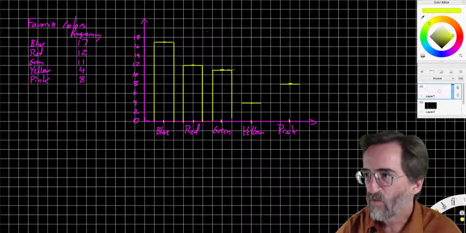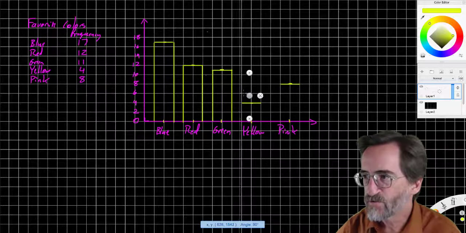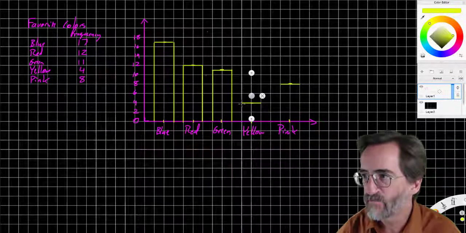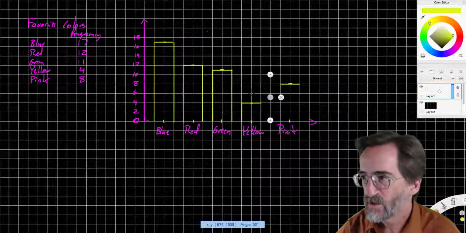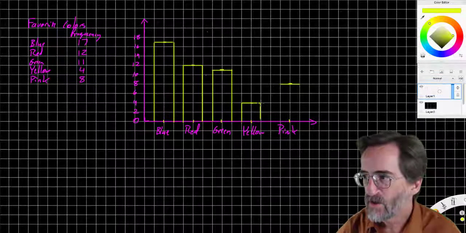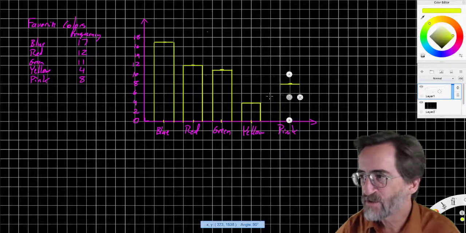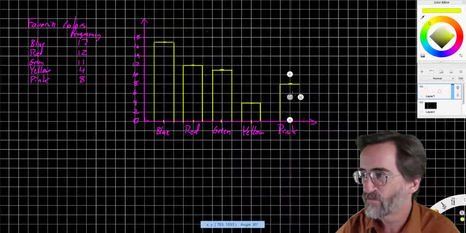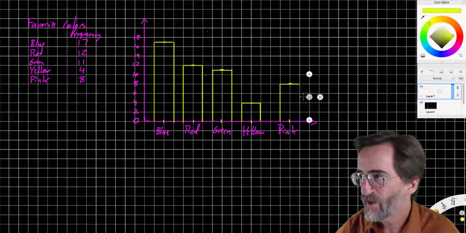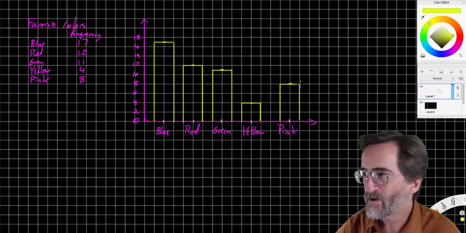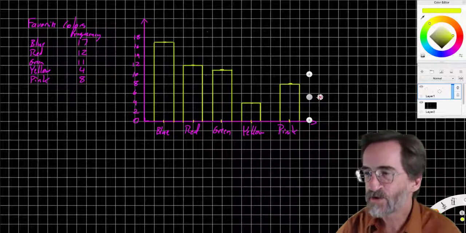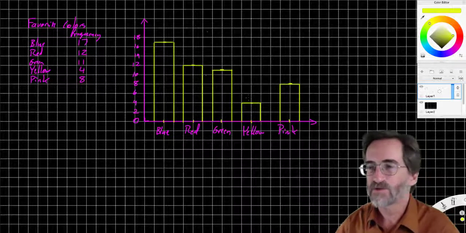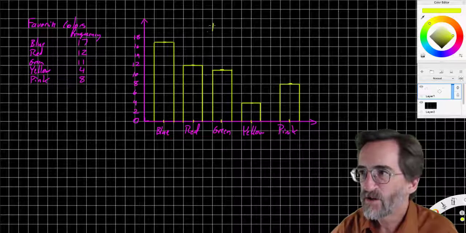One of the key factors here to distinguish between a bar graph and a histogram is that in a bar graph there are spaces between the bars. In a histogram there are no spaces between the bars unless one of the bins is empty. And we'll get to that point in a little bit here. So there's our completed bar graph, and you might choose to label it, favorite colors.